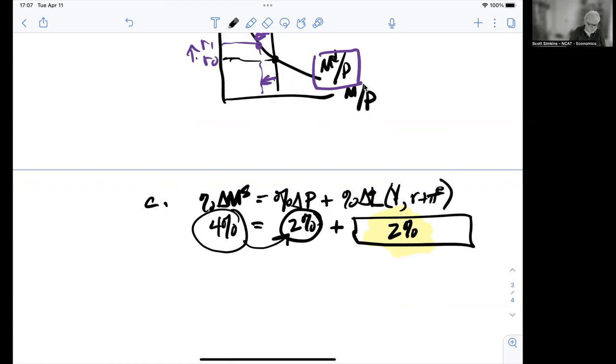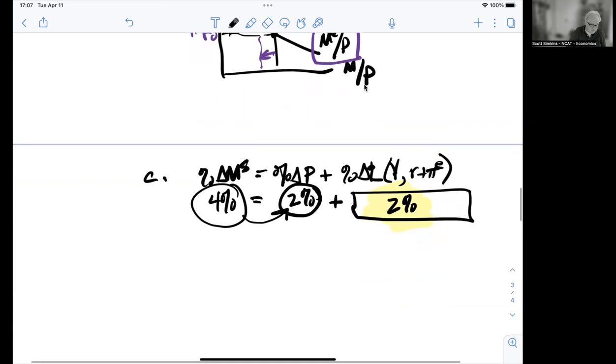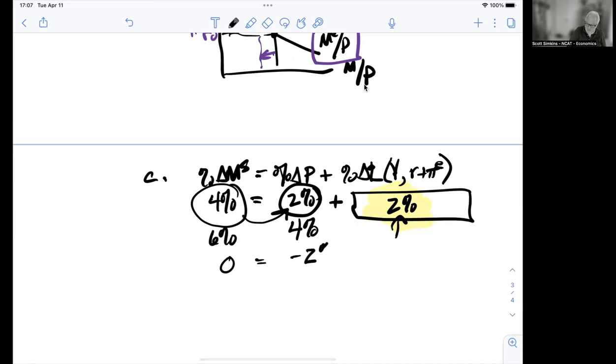Okay, so for a given rate of growth in real money demand, like 2%, let's say, what's the relationship between the amount of money and the price level? So if this was 6%, then the inflation rate is going to be 4%. If they didn't change the money supply at all, then this would be minus 2%. If this was 2%, then this would have to be 0%.